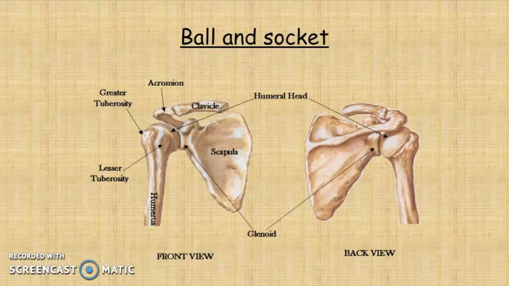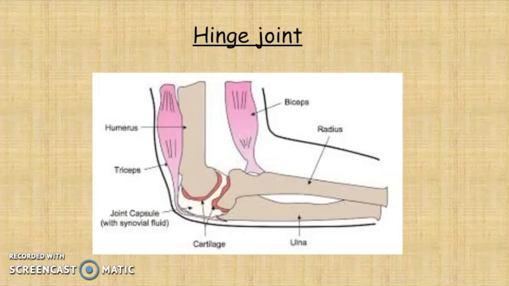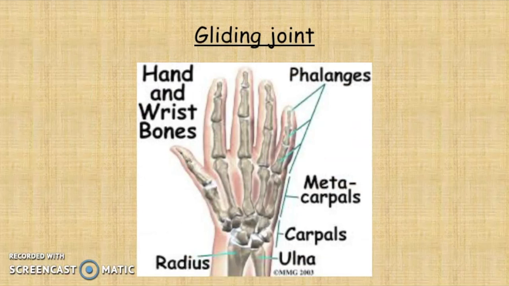The ball and socket joint. This allows flexion, extension, adduction, abduction, rotation, circumduction. An example is the shoulder or the hip joint. The hinge joint. This only allows flexion and extension. An example is the elbow or the knee joint.